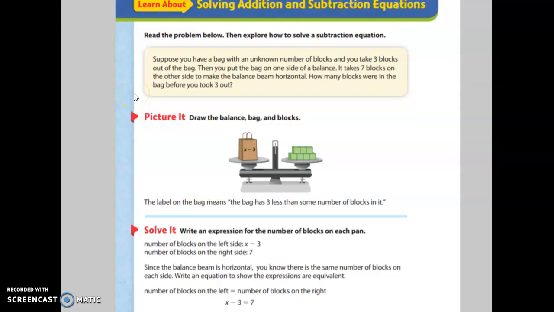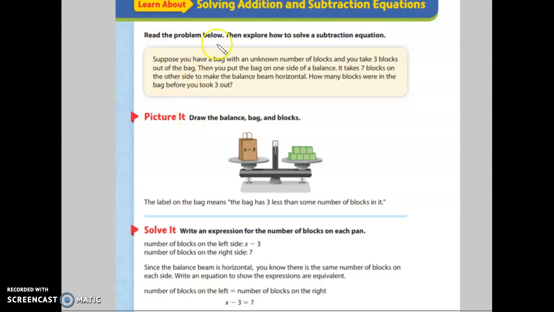Hey guys, so this video is for lesson 19, solving addition and subtraction equations for our week 34 of distance learning. Let's go ahead and read our problem together and look at these examples that they give us through the picture and the solve it models.